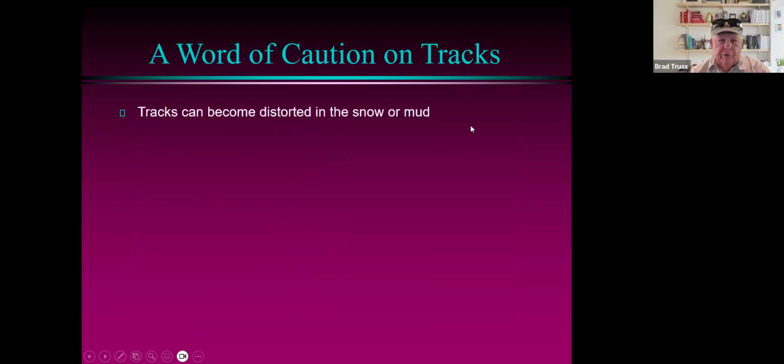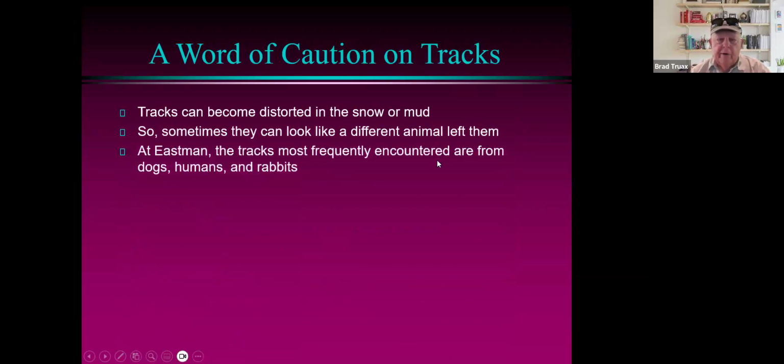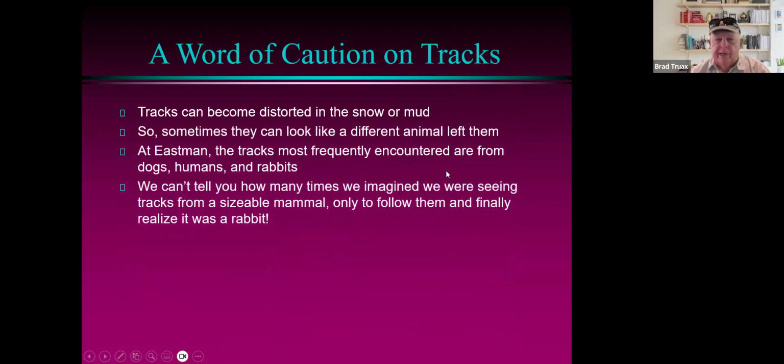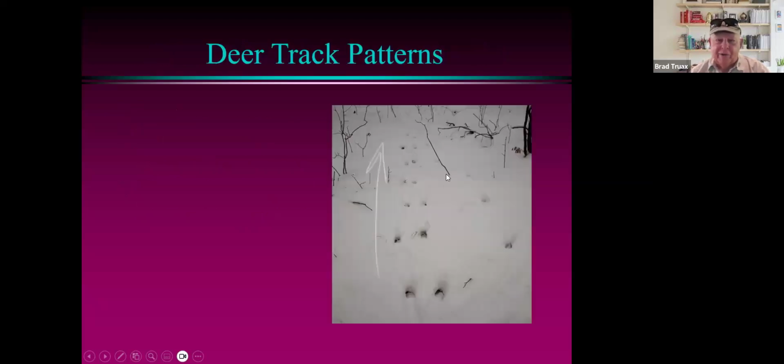A word of caution about tracks. Tracks can become distorted in the snow or in the mud, and sometimes they look very different from the animal that actually left them. Here at Eastman, the tracks we see most frequently are from dogs, humans, and rabbits. And I can't tell you how many times we imagine we're seeing tracks from a sizable mammal, only to follow them and finally recognize it was really a rabbit that left the tracks.